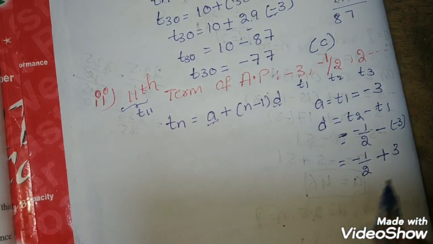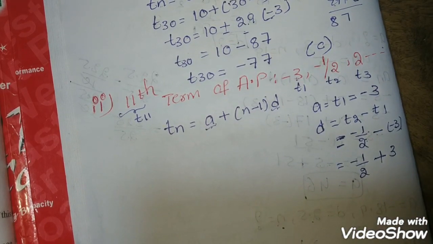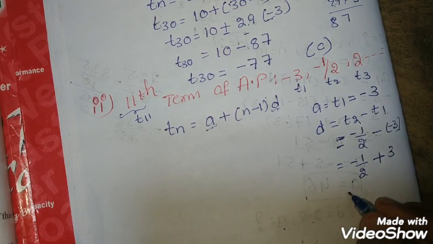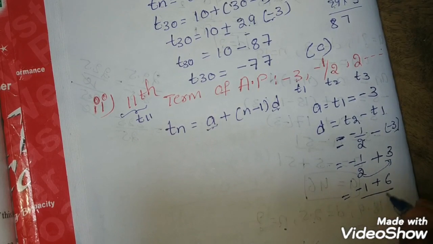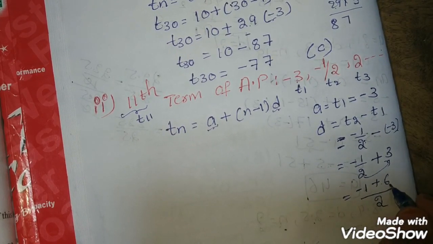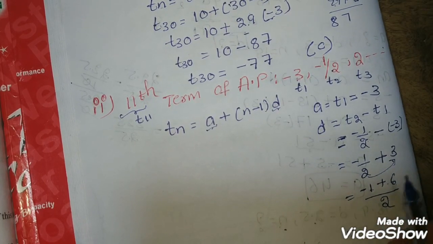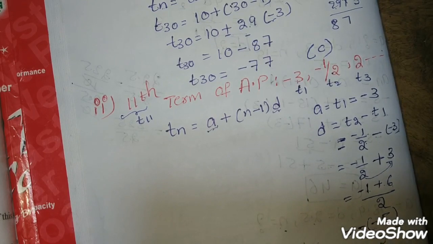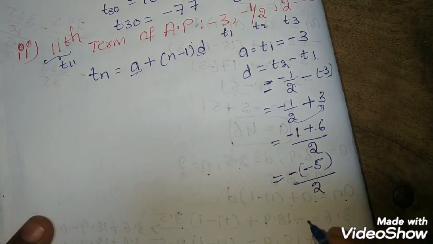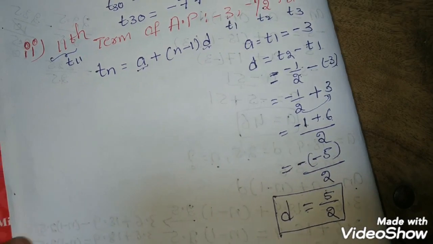Okay, if you don't know how to solve this, I gave you a video in the description box. Please check once. Okay, so what is our answer here? Minus 1 plus, multiply this: 2 3s are 6, divided by 2. So minus 1 plus 6. What is our answer? Minus 1 minus 6 is minus 5. Minus 5, and in front of 1 we have a negative sign. Keep minus, divided by 2. Minus into minus is plus. That is plus 5 by 2. What is the common difference? d is equal to 5 by 2.